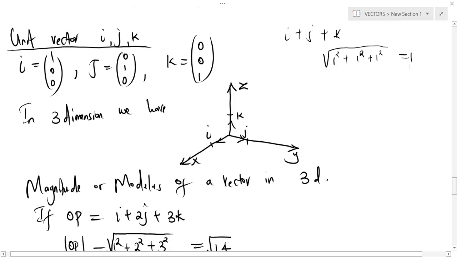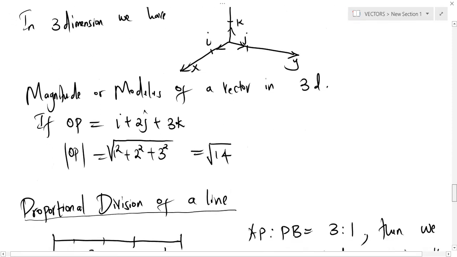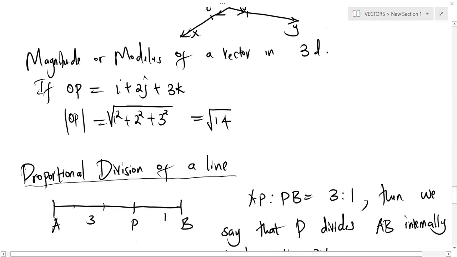Now, evaluating vectors in 3D, for addition, subtraction, multiplication by a scalar, we do it the same way. And also, if we're evaluating the magnitude, the procedure is the same. So here, if we have OP as i plus 2j plus 3k, then the modulus of OP is given by, so we square the coefficients, and then add, find the square root. 1 squared plus 2 squared plus 3 squared, and then we find the square root. That's how we get the modulus or magnitude of a vector.